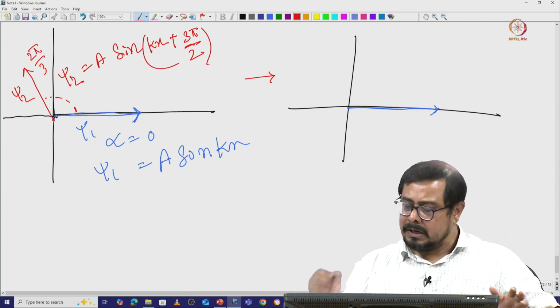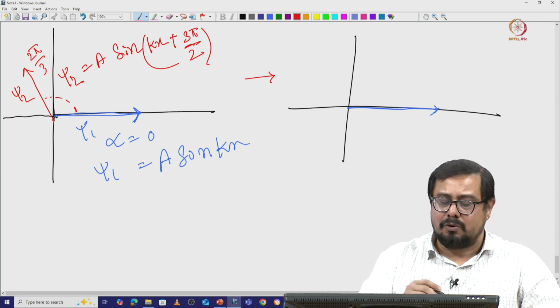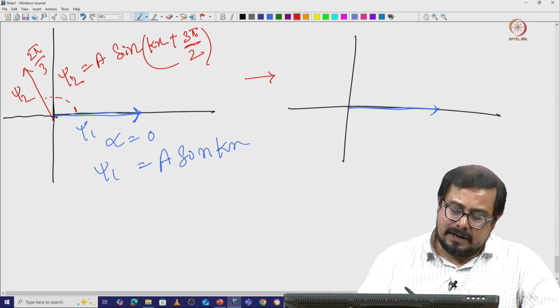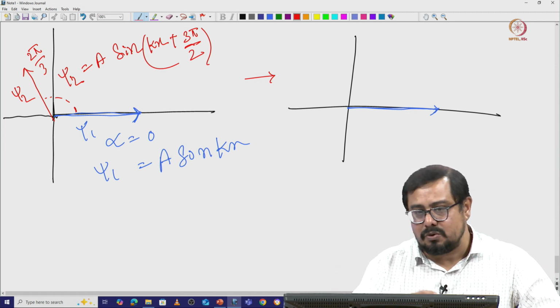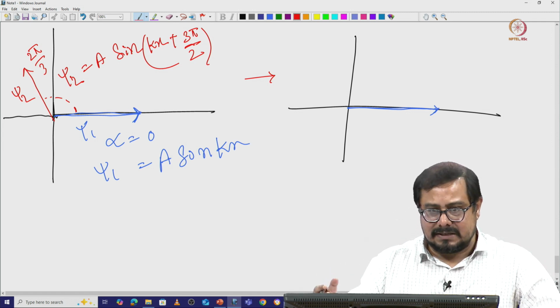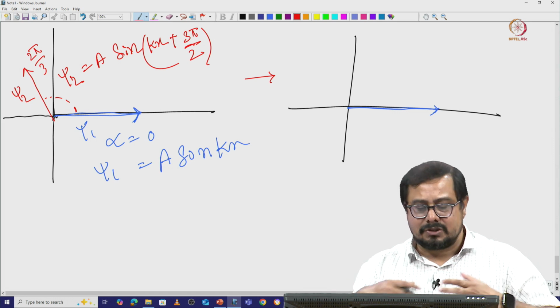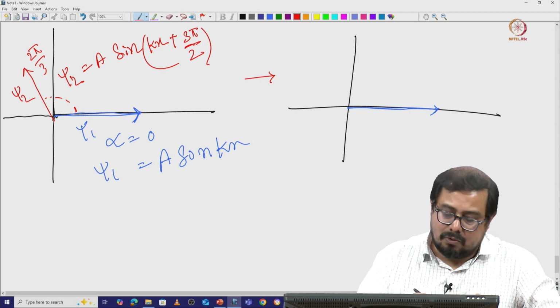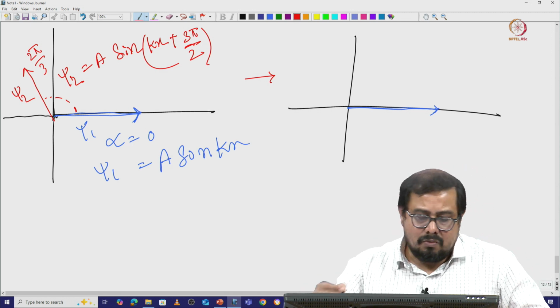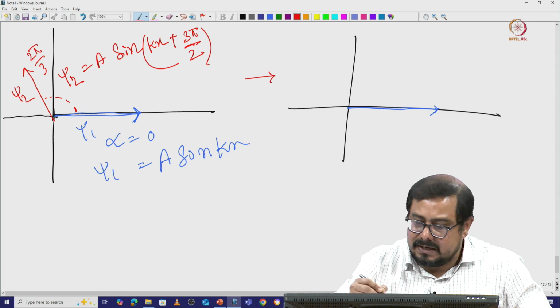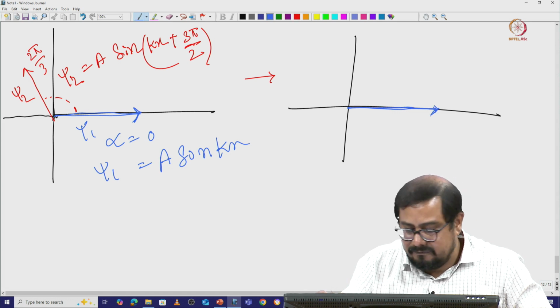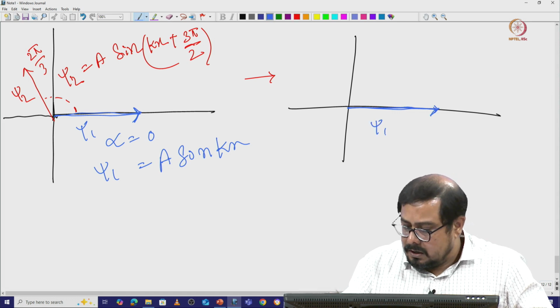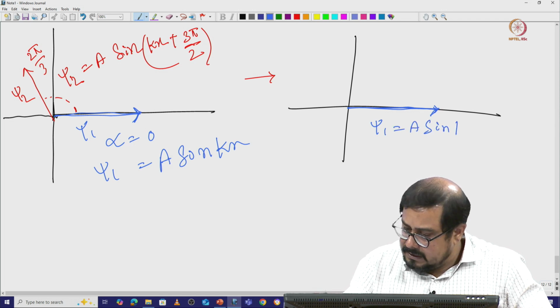So, initially we consider that some angle alpha is there, and then later we consider alpha equals 0, because it will help us to represent this entire thing on the left hand side. Otherwise, if I just draw this vector addition, it will be very complicated for you. That is the reason we consider alpha equals 0. Now, the next one I have to draw, because the first vector I already finished here. This is my first vector, equal to a sine kx, and this is the total amplitude.